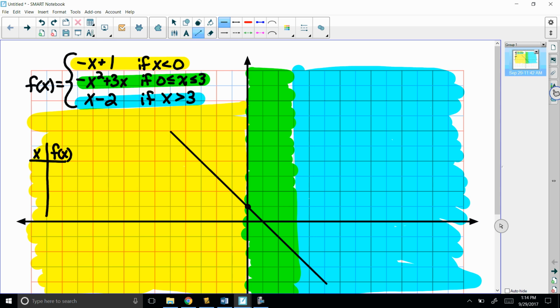But what do I want? I don't want anything over here in the green or the blue. That's going to change your graph. So what I want is I just want what's in the yellow region, that particular domain. So that's going to take your graph and it's going to shorten it up.